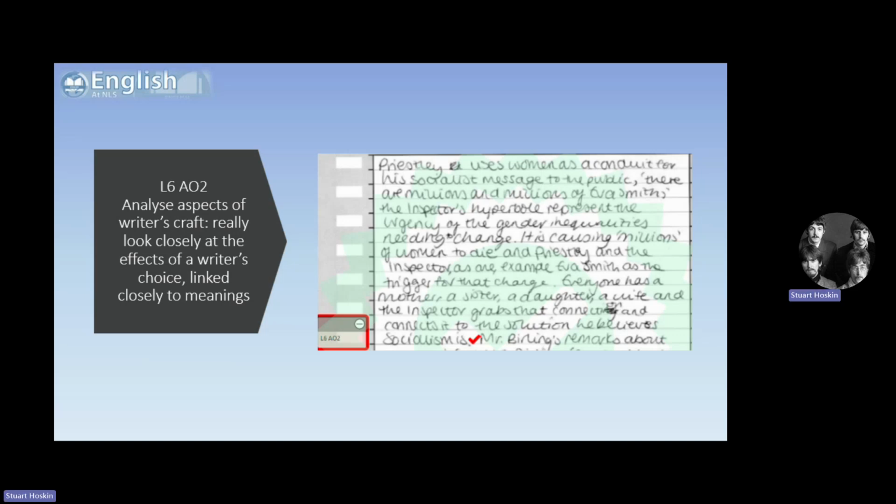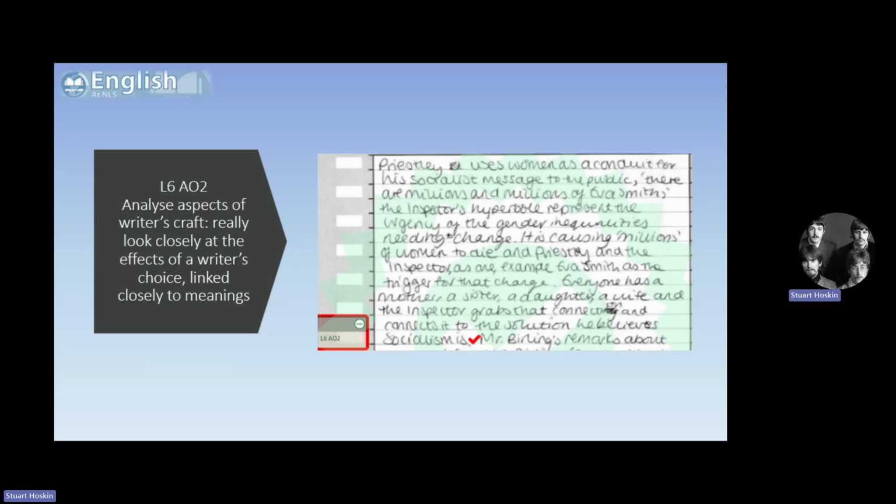Beautifully explained, beautifully put. That is an example of what we're looking for from level 6, okay? Now, it's discursive because you can see how it's building that idea of a discussion. It introduces the point first: women as a conduit. Even if you don't know the word conduit, it doesn't really matter. You can see what it means from what he's saying, for his socialist message to the public. Clear point. Goes into the technique and then discusses the impact of that technique and how that brings you around towards that solution.